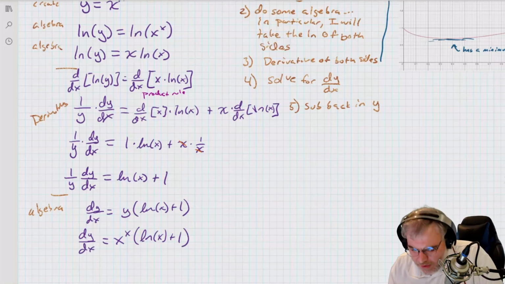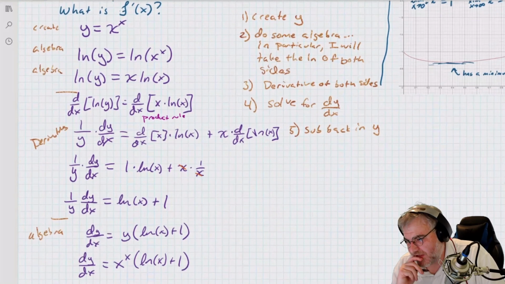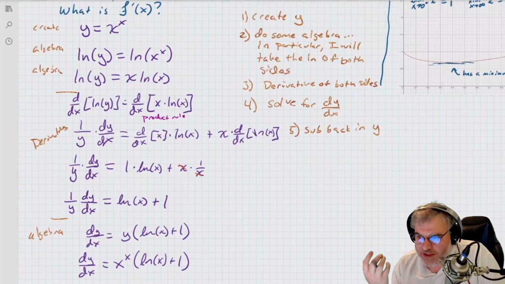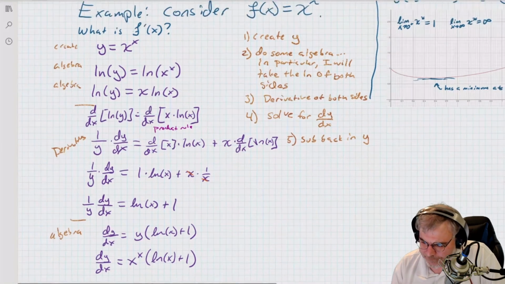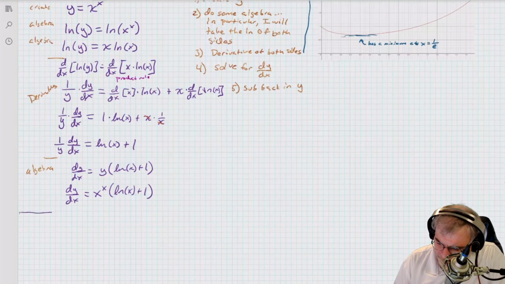All right, so notice that most of this work, besides the fact that I was super careful about my derivative, is really algebra. Okay. Let's do another example.